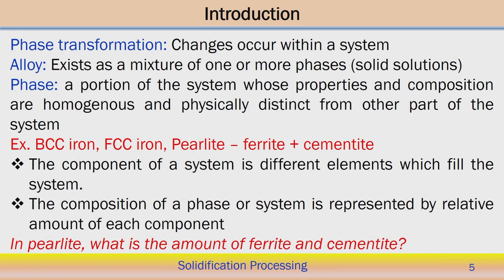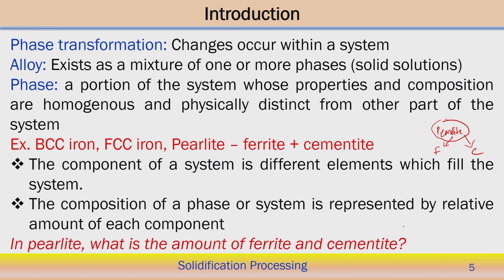For example, one system consists of pearlite only. Within that system defined by the system boundary, the pearlite actually consists of ferrite, and it also has cementite. So, these are the two phases mixed in pearlite. If the composition of a phase mixture system is represented by the relative amount, we can say this is the total amount of pearlite, but this pearlite has a certain percentage of ferrite and a certain percentage of cementite. But how can we do that?